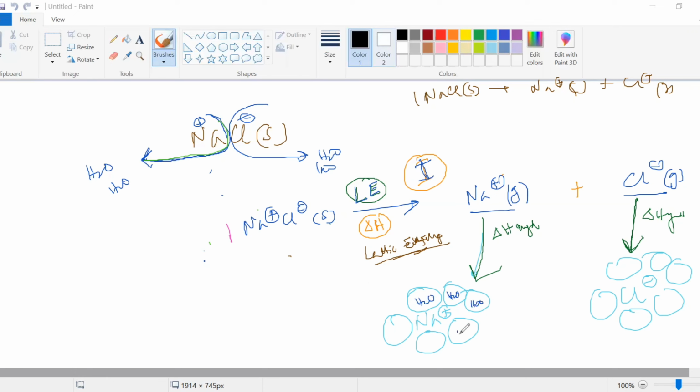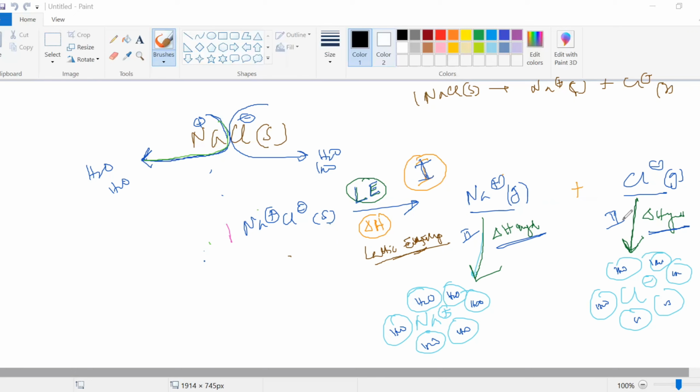Is it clear? Water surrounds the individual ions like this, so that they do not recombine back again, right? This process is called what? Hydration enthalpy. Is it clear? Celia, did you get the second step? Celia, come back, I'll be asking everybody. Celia, is it clear?